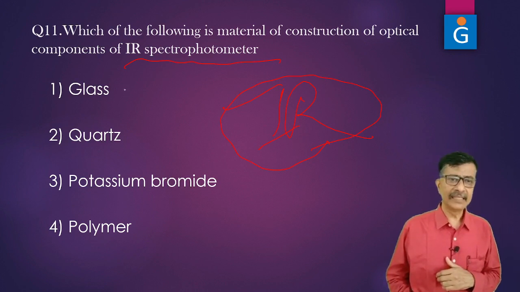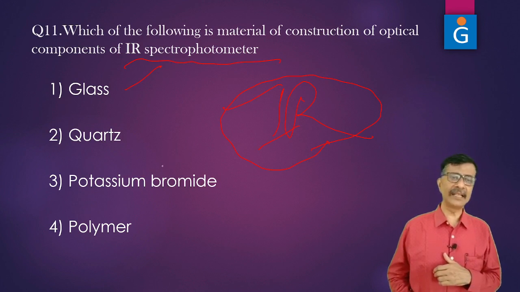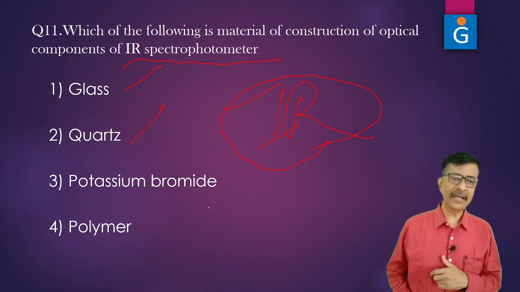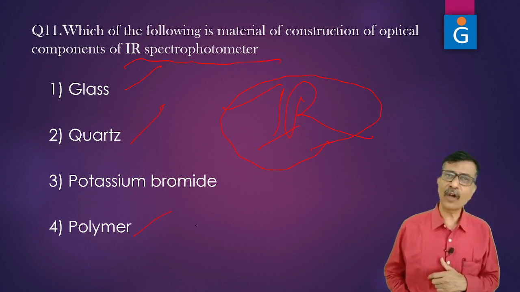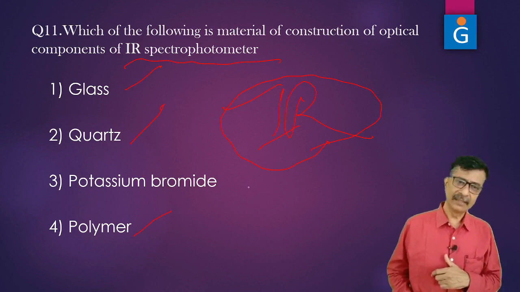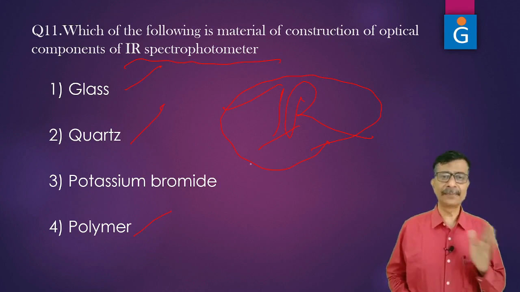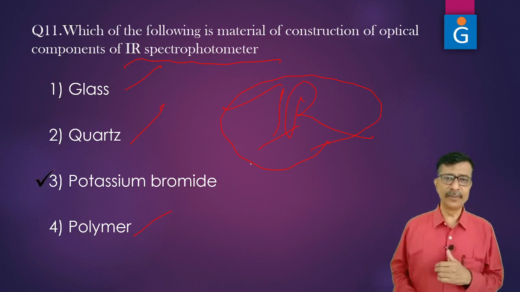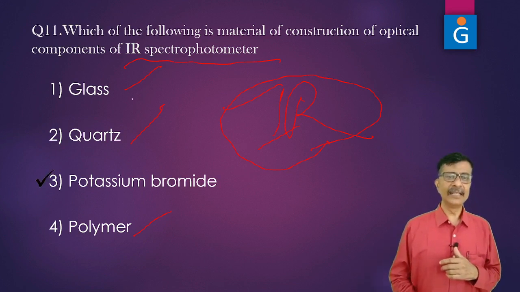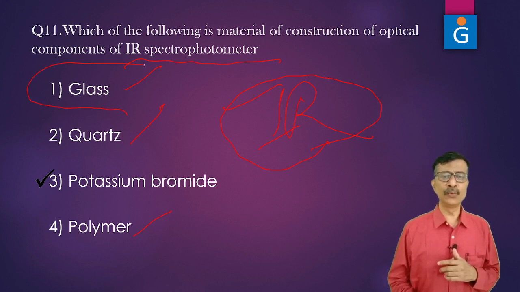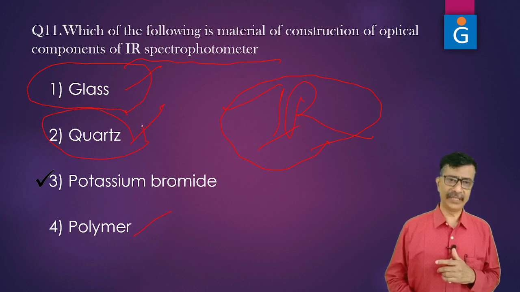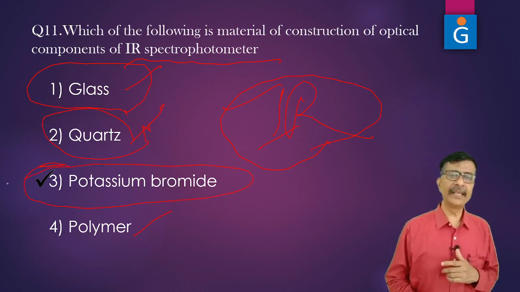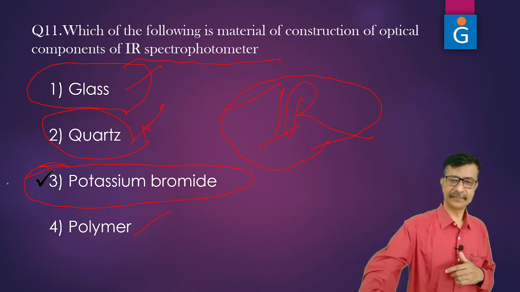Looking at this, glass absorbs IR radiation, quartz absorbs IR radiation, polymer also absorbs IR radiation, but potassium bromide doesn't absorb IR radiation. It is transmitting IR radiation, so it needs to be selected. Here glass can be used in the UV-visible region, quartz can be used for the UV region, and potassium bromide for IR spectrophotometry.